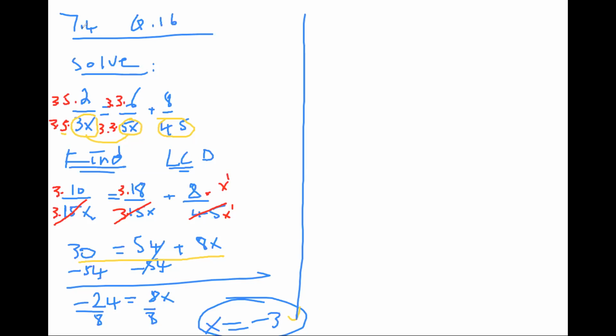So that was 7.4, question number 16. Now we gotta do something about the 20s, something close to the homework.